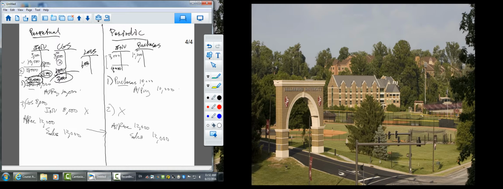Like a never-ending cycle. What's that? It's a never-ending cycle. Yeah.